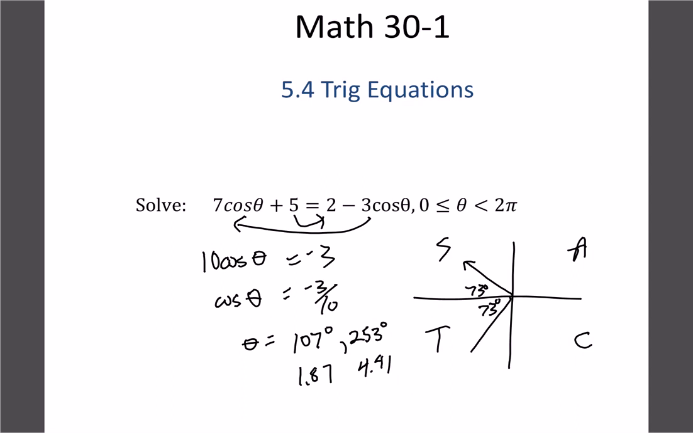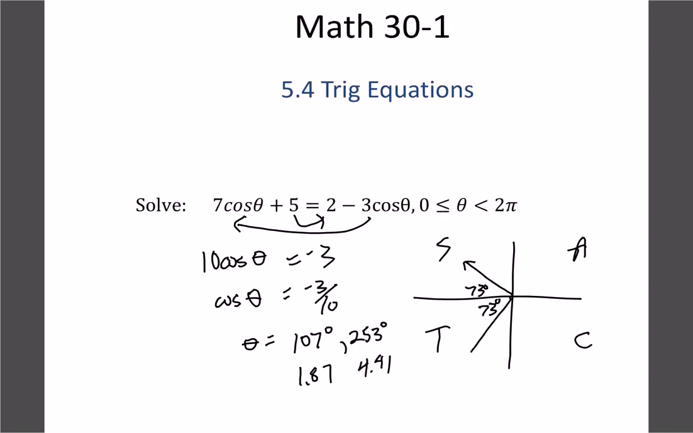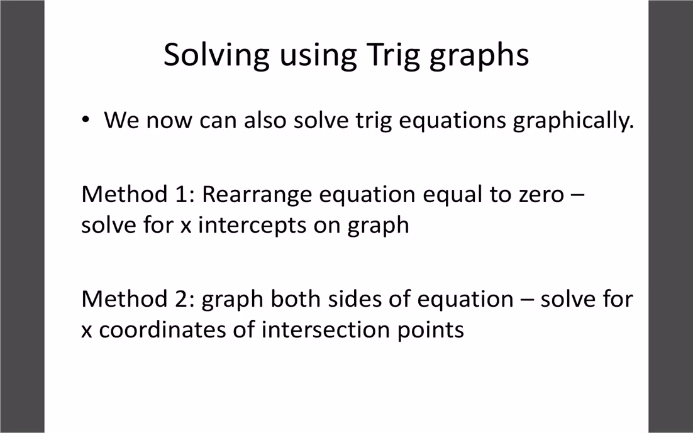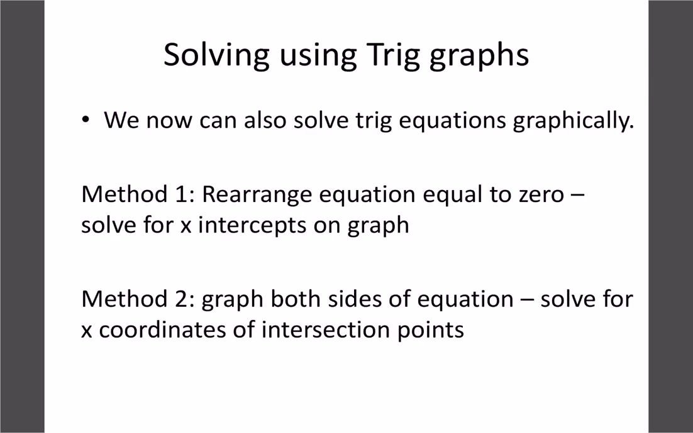So what we're going to look at today is doing the exact same thing again, but actually solving these by graphing. So this was our algebra, which we already did on the title page. Now what we want to do is solve these things by graphing. We've got two different methods, just like we did before with graphing. We can rearrange the equation, make it equal to 0. Then we just have to find the x-intercepts.